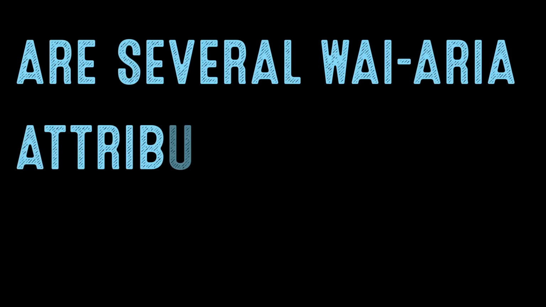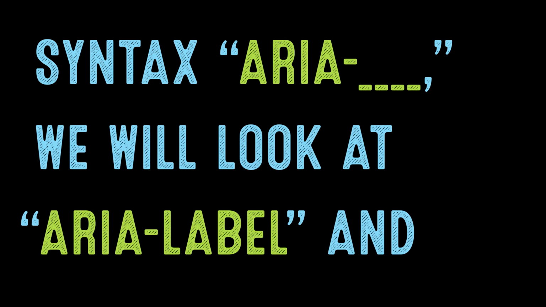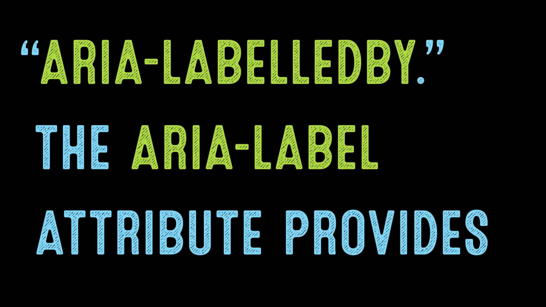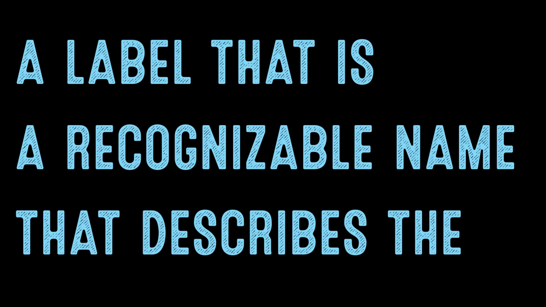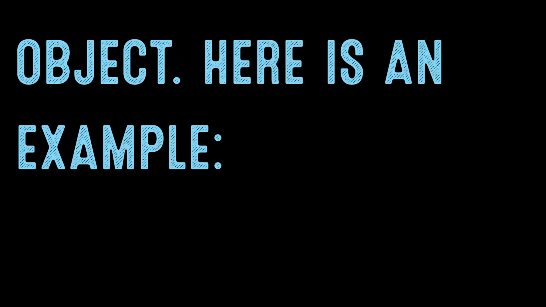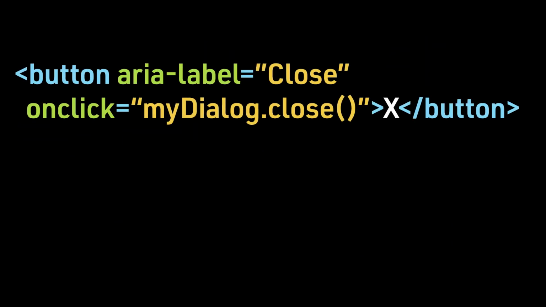While there are several WAI-ARIA attributes, several of which follow the syntax ARIA-blank, we will look at ARIA label and ARIA labeled by. The ARIA label attribute provides a label that is a recognizable name that describes an object. Here is an example. Button opening tag. ARIA-label equals "close" in quotation marks. onclick equals "myDialog.close()" in quotation marks.